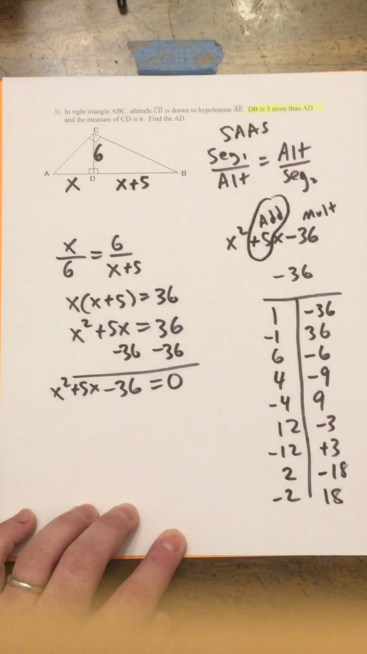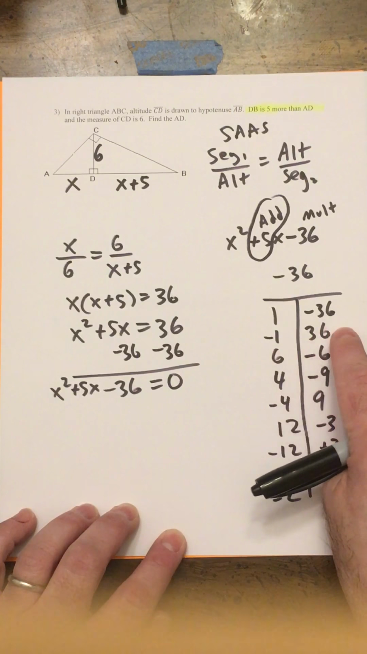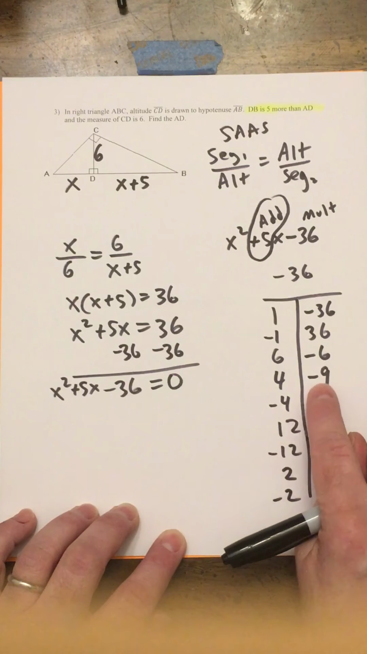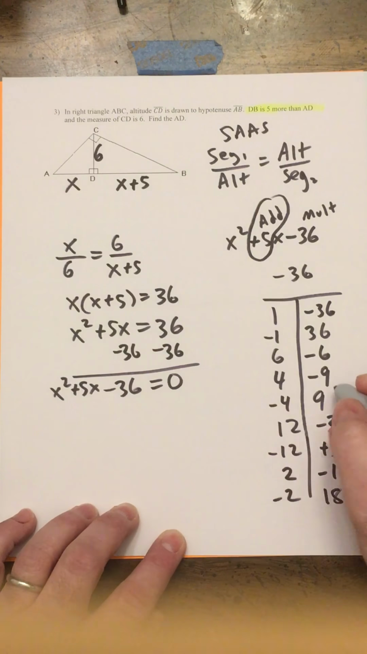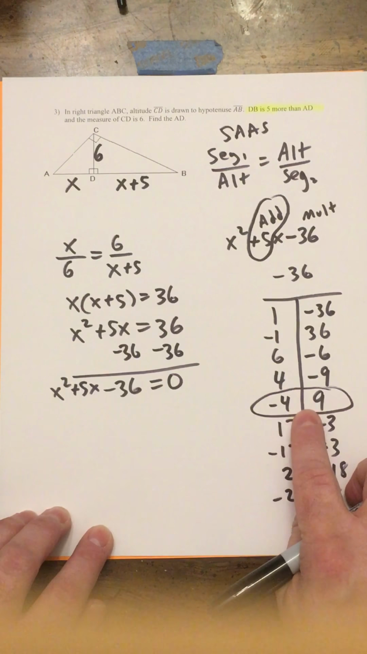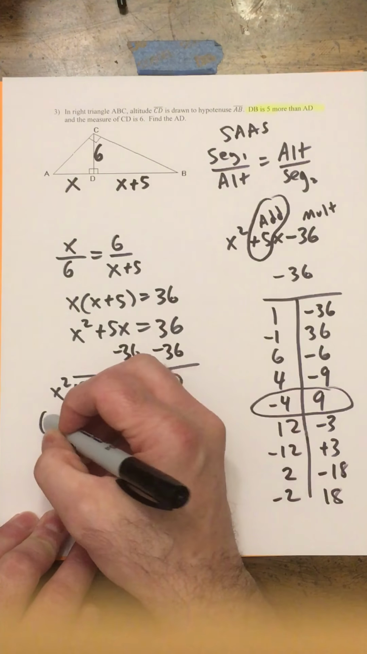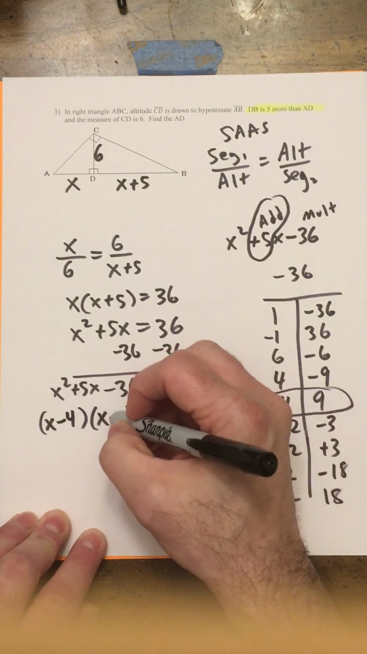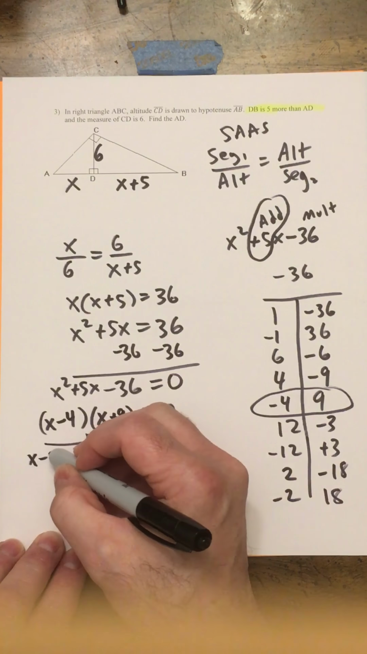Well, 1 and negative 36 adds up to negative 35. This pair will add up to positive 35. This pair will add up to 0. This pair adds up to negative 5. Oh, let's check. We need a positive 5. Well, negative 4 and positive 9 does add up to positive 5. Those are going to be the pair that you need. So how do we finish this up? We make 2 sets of parentheses. We put an x in each parenthesis, and we take the negative 4 and the positive 9 and put a plus 9 there. And now we can make a t-chart and solve each of these mini equations.